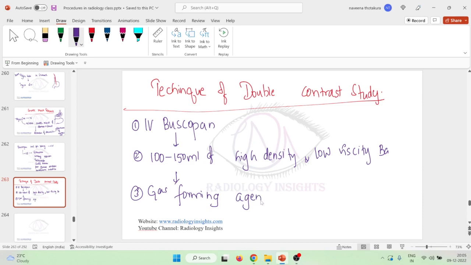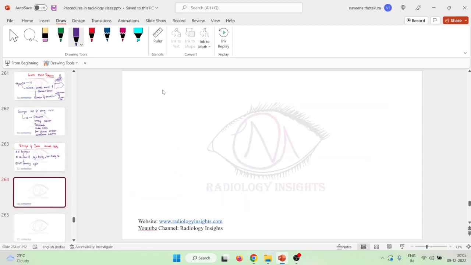First, we give IV Buscopan. Followed by that, we give 100 to 150 ml of high density, low viscosity barium. Followed by this, we give a gas forming agent. After that, you will have to rotate the patient slowly. So first, the patient is in supine position, and from the supine position, the patient is rotated to right lateral position.